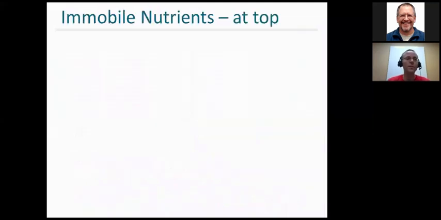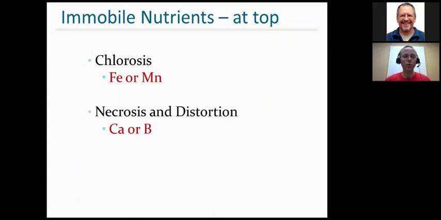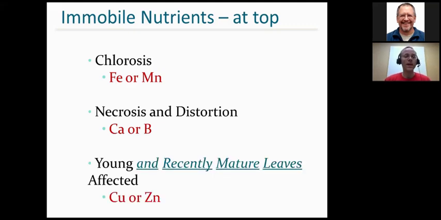We know that if it's immobile in nutrients, the symptoms are going to come up at the top. If we have chlorosis at the top of the plant or the tip of the plant, again, we're looking at the tip of the growing point, not necessarily the top of the container, as I mentioned with Calibre, that's going to look at either iron or manganese. So now we've narrowed it down to 2 instead of 6. If we have necrosis or distortion at the top of the plant, we're going to look at calcium or boron. And if we have the young and recently mature leaves affected, it's probably going to be copper or zinc.